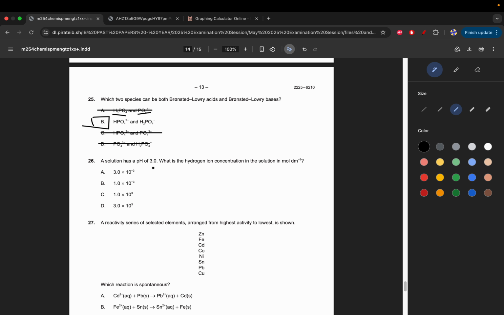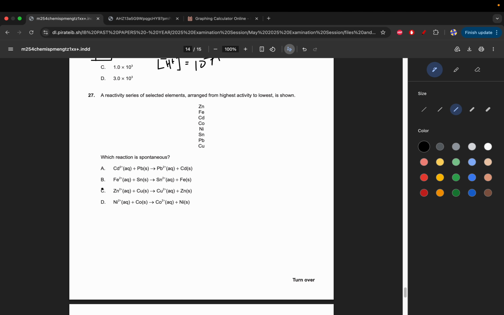A solution has a pH of 3.0. What is the hydrogen ion concentration in the solution in moles per decimeter cubed? Well, just by the definition, we know that the answer choice has to be B. Because pH is just telling you it's like 10 to the minus something. So the concentration of H+ is going to be 10 to the minus pH, which is exactly B.